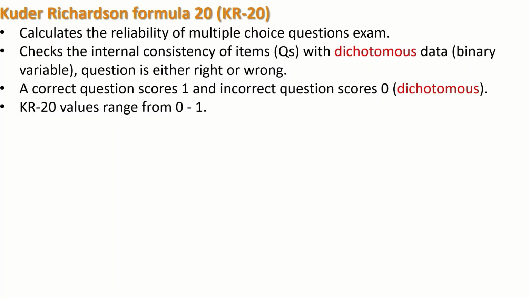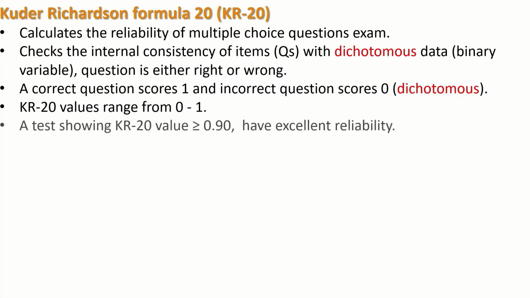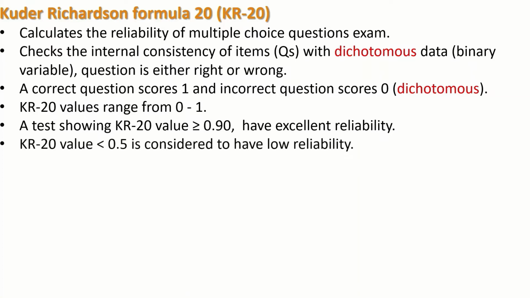KR20 values range from 0 to 1. A test showing a KR20 value equal to 0.9 or greater has excellent reliability. On the other hand, a KR20 value of less than 0.5 is considered to have low reliability, meaning the exam has less reliability.